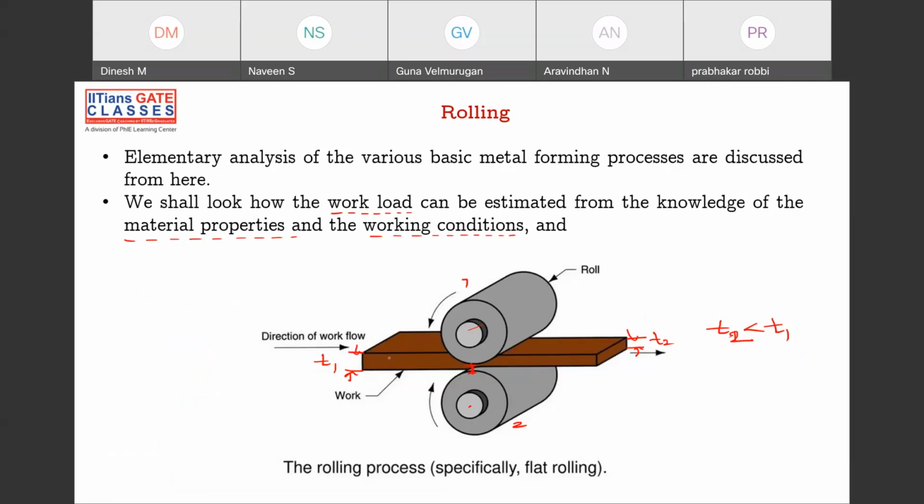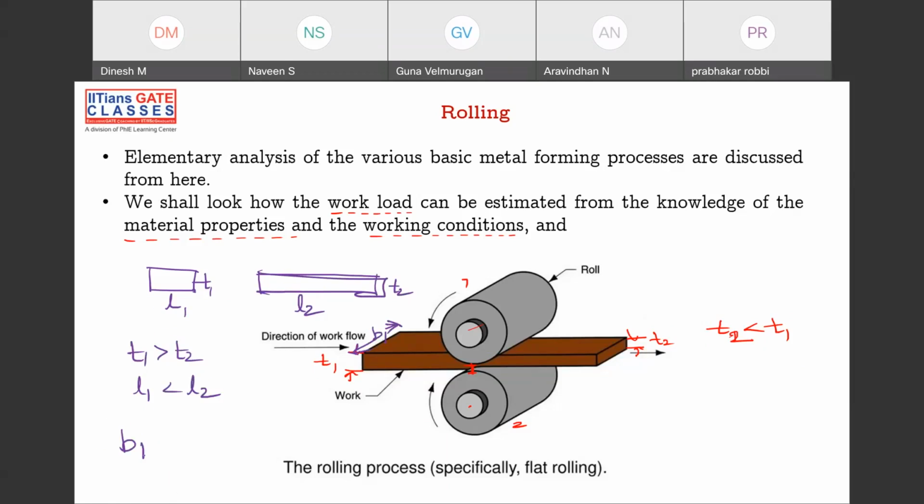Here, what happens? The dimensions are changing. Thickness is being reduced, and please remember here, initially the slab will be like this, having some length L and thickness T. Let's say T1, L1, and finally it will become a larger length L2 and smaller thickness T2. Obviously, T1 will be greater than T2 and L1 will be less than L2. But let's assume that this is width B1, and B1 is equal to B2. This is an assumption: in the width direction, there is no change in dimension.